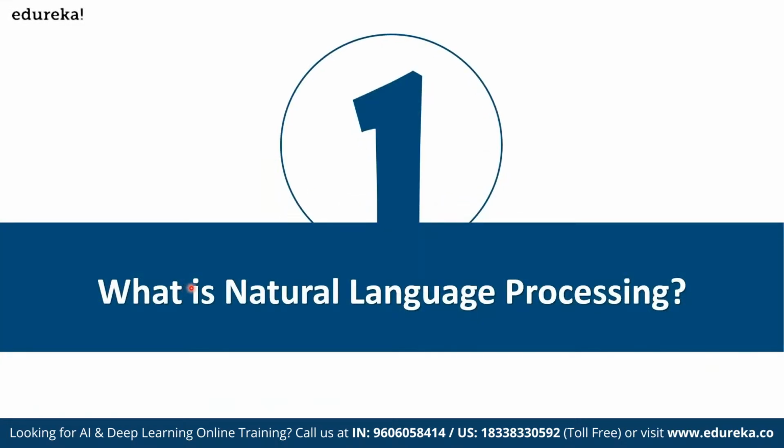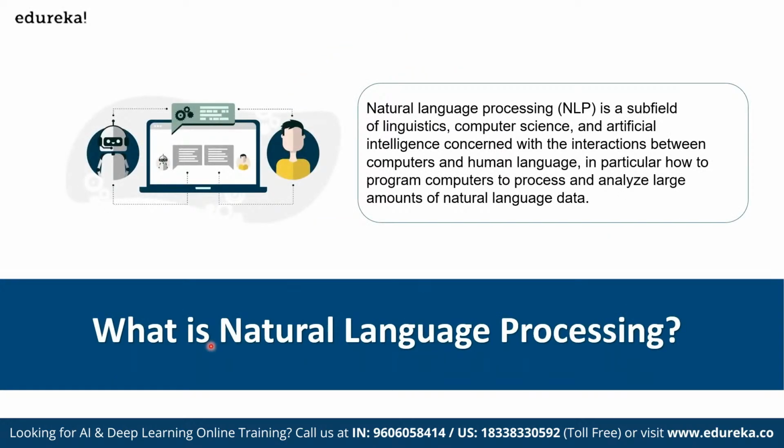So what is natural language processing? Okay. Let us come to the topic of discussion today. What is natural language processing? Let's try to understand that. Natural language processing is a subfield of linguistics, computer science, and artificial intelligence, and concerned with the interaction between computers and human language. In particular, how to program computers to process and analyze large amounts of natural language data.